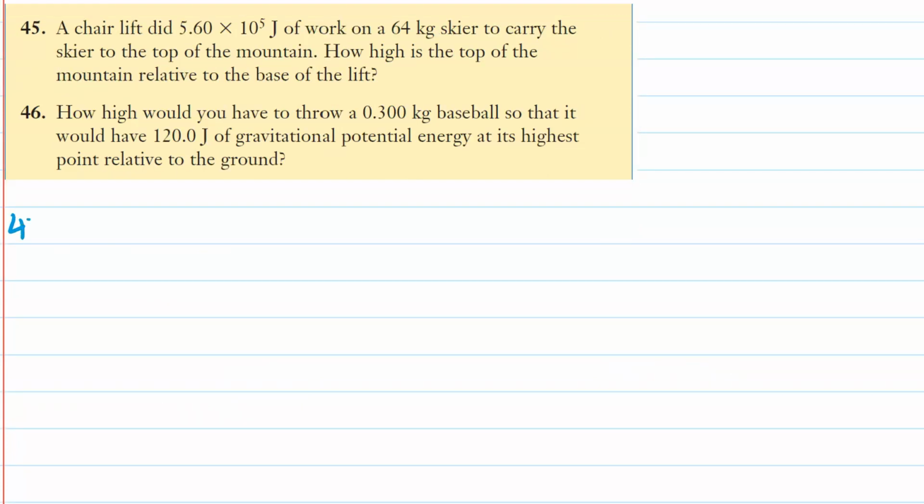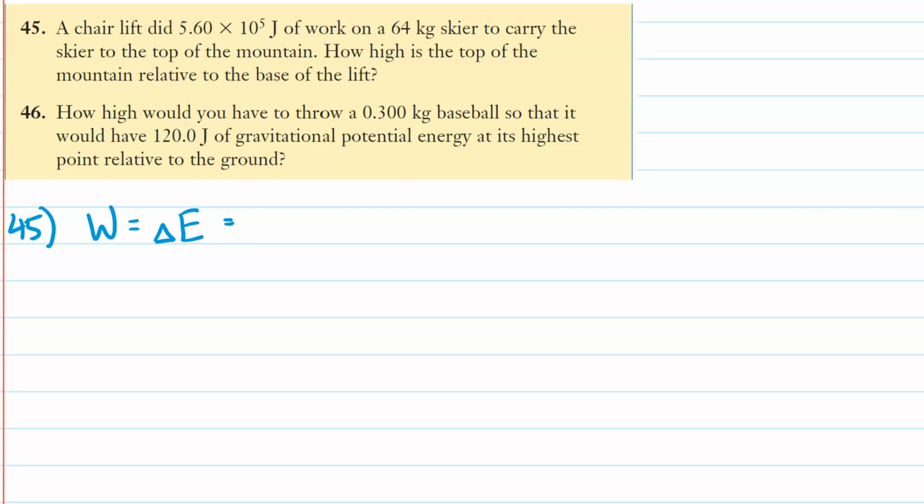On to number 45. A chairlift did a certain amount of work on a skier to carry the skier to the top of the mountain. How high is the top of the mountain relative to the base of the lift? Okay, here you have to think. Now, we did work on an object. The amount of work we do on an object is going to give that object energy, or the work done is going to transfer energy to the object. And the energy transferred is going to be gravitational potential energy, because we're lifting that object up.